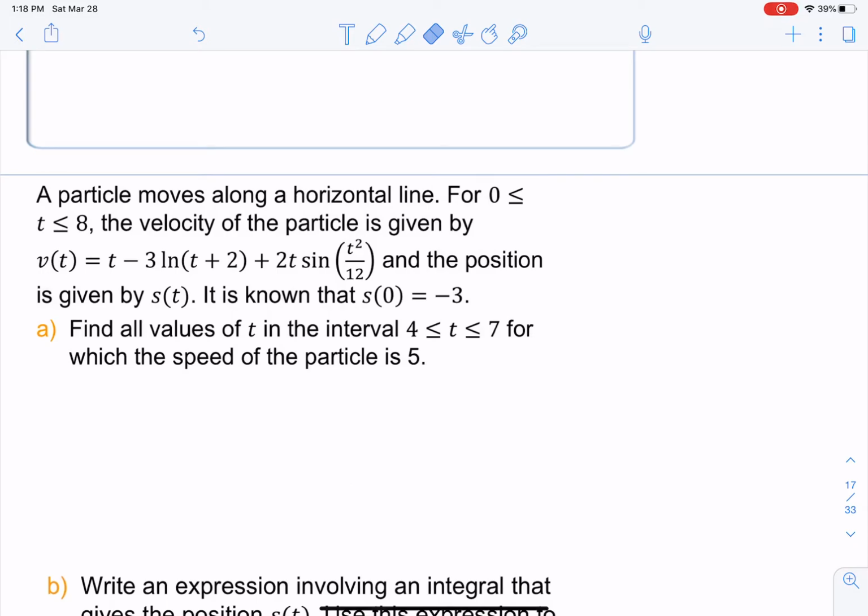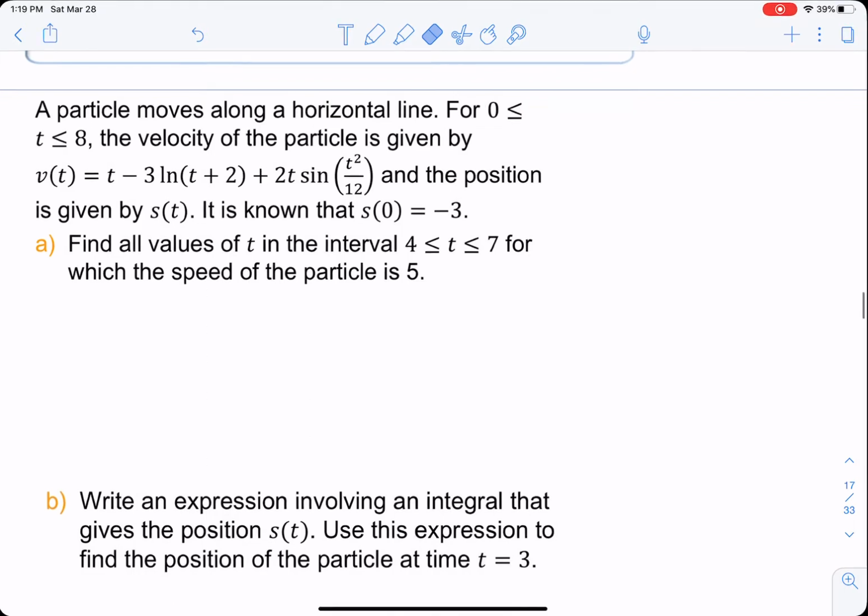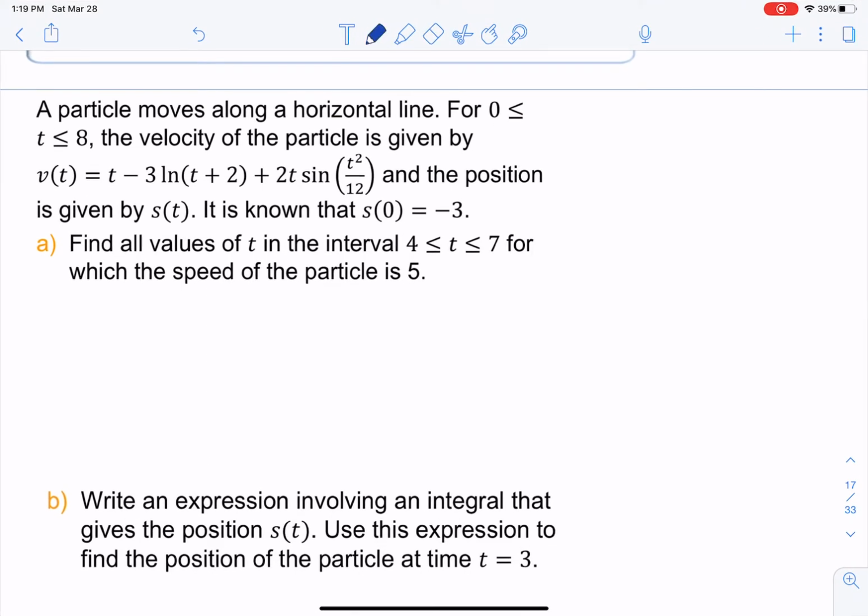Find all values of t in the interval between 4 and 7 for which the speed of the particle is 5. So I'm going to write something down before I go back to the calculator here. So we want the speed. Speed is given by the absolute value of the velocity function, and we want this to be equal to 5. Well, we're going to have to solve this on the calculator, and I think the easiest way to solve this on the calculator is to take that 5 and subtract it. So the absolute value of velocity minus 5 is equal to 0.